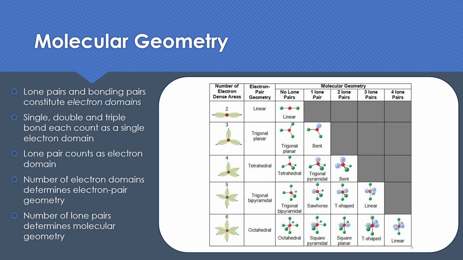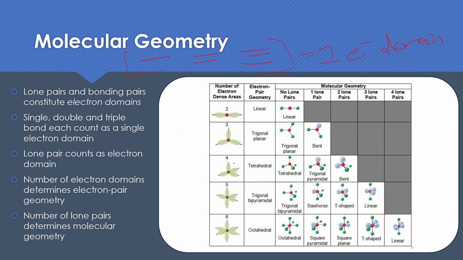So a lone pair and a bonding pair are each considered an electron domain. A single, double, and triple bond are each one electron domain. Okay, so this is important. A single bond, a double bond, and a triple bond all equal one electron domain. So the number of total electron domains, that's lone pairs plus bonding pairs, single, double, or triple, determines the electron pair geometry. You might also hear me just call it the electron geometry. And then the number of lone pairs determines the molecular geometry.